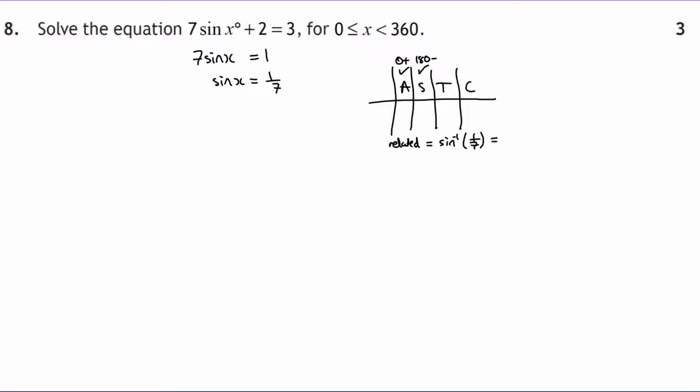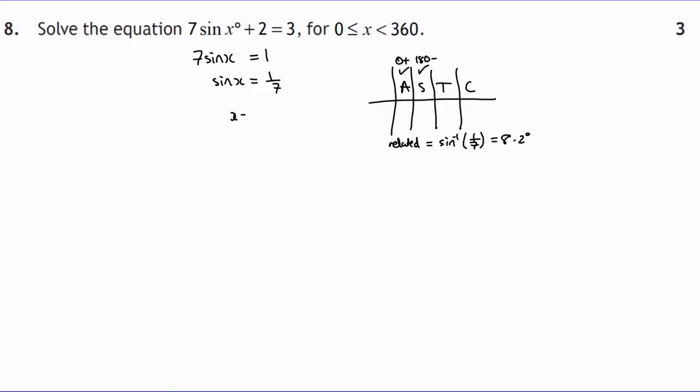So inverse sine, so second function sine, make sure your calculator is on degrees, not radians. So we've got second function sine, and it's 1 over 7. And that should give you 8.2 degrees. Okay, so we're going to use that answer to calculate our remaining 2 values.